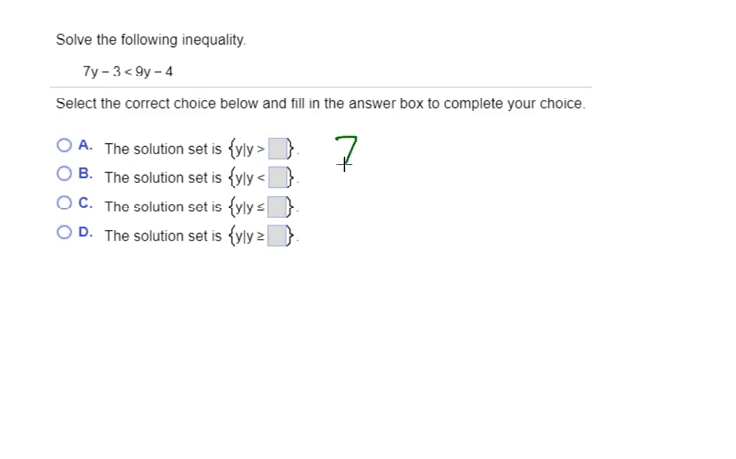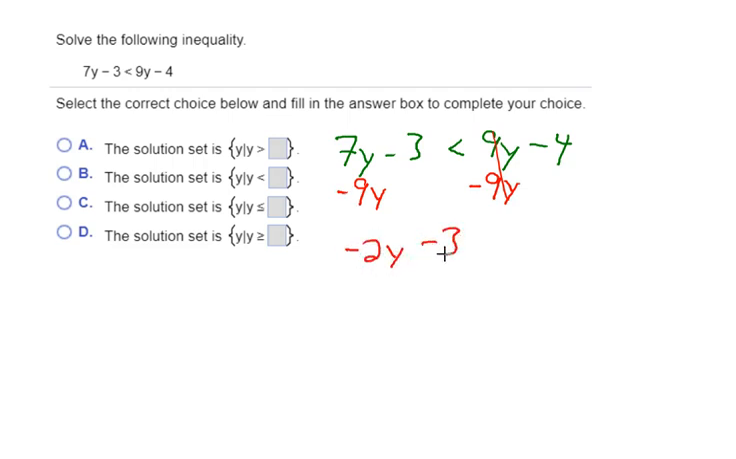All right, I'm going to do the same thing on this one, solve it just like we would solve an equation, except there's going to be one extra thing we have to be careful about here. So first, I will start by getting y to one side, so I'll subtract the 9y to cancel it out from the right-hand side. On the left-hand side, I get negative 2y minus 3 is less than negative 4. All right. Then I will add 3 to both sides. I get negative 2y is less than negative 1. And then I divide by negative 2 on both sides. I'll get y on the left-hand side.